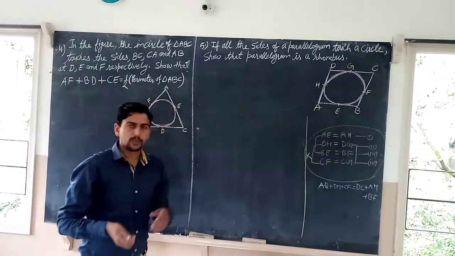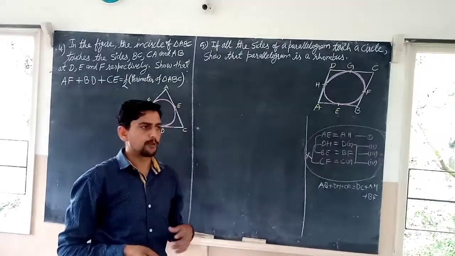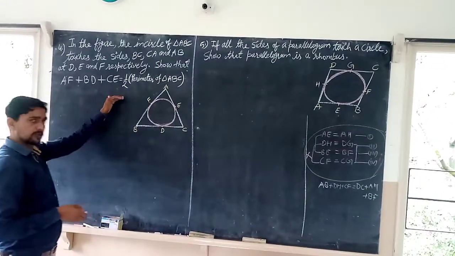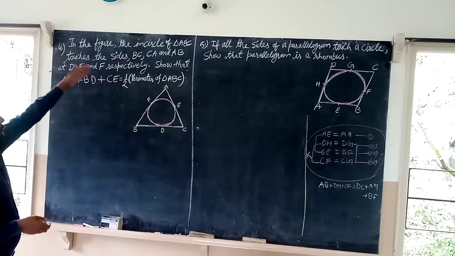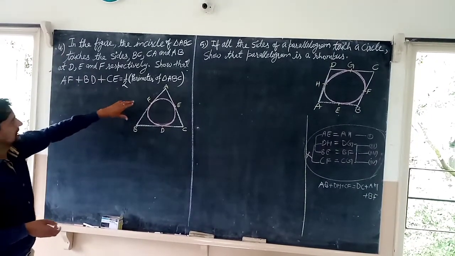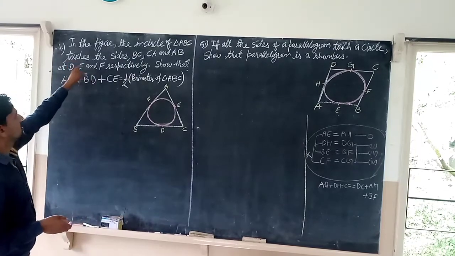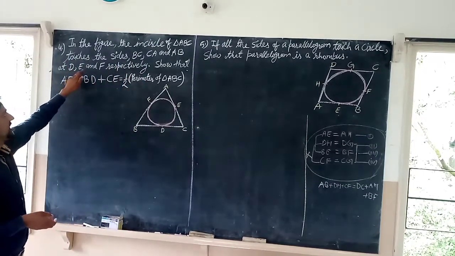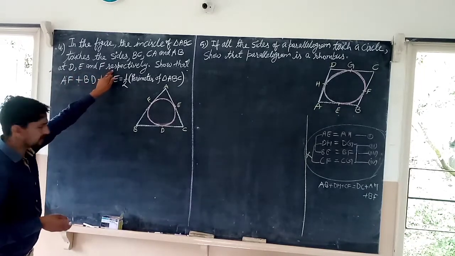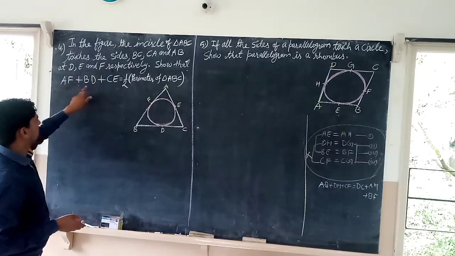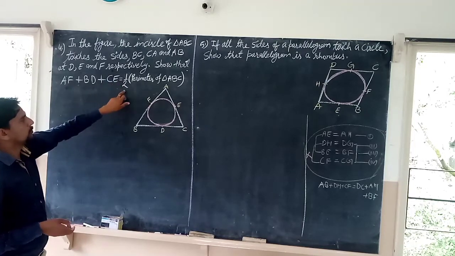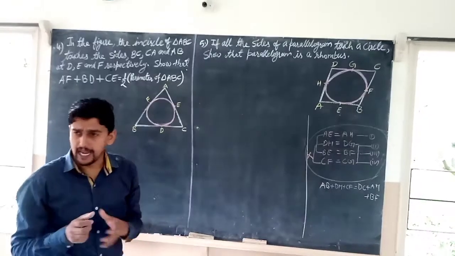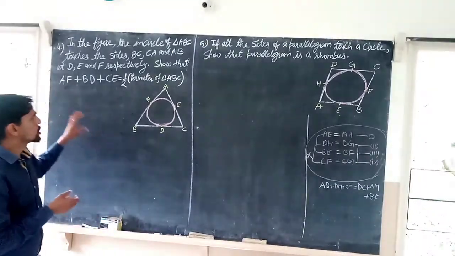Hello guys, in this part I brought two different problems for you. First, let's look at the first problem. In the given figure, the incircle of triangle ABC touches the sides BC, CA and AB at D, E and F respectively. Show that AF plus BD plus CE is equal to half of the perimeter of triangle ABC. So this is the problem, and we have to show this.